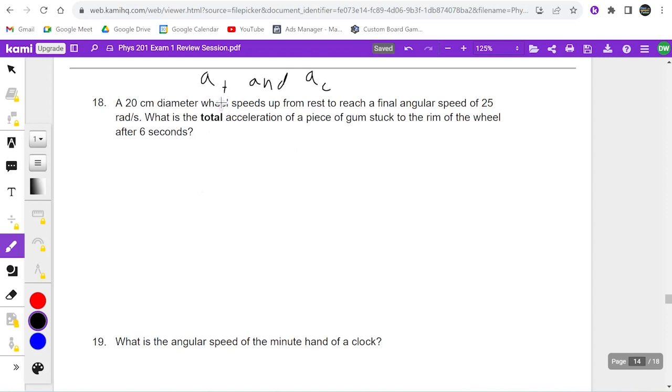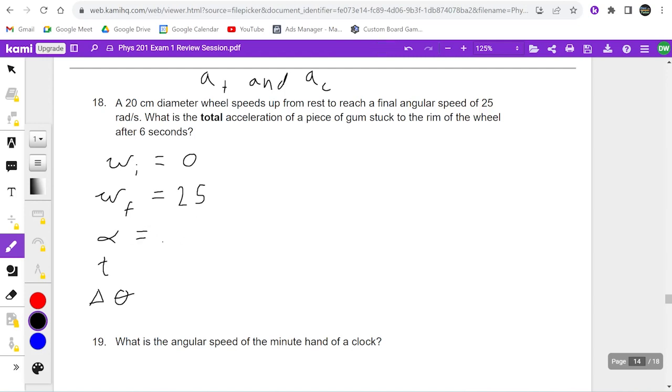I'll find tangential first. And for that, I have to plug in my kinematic variables: omega initial, omega final, alpha, t, and delta theta. So it says I'm speeding up from rest. That means the initial is 0. The final speed of the wheel, it says 25 radians per second. Even if you don't know what a radian is, don't worry about it. But just know that we like radians per second as our units.